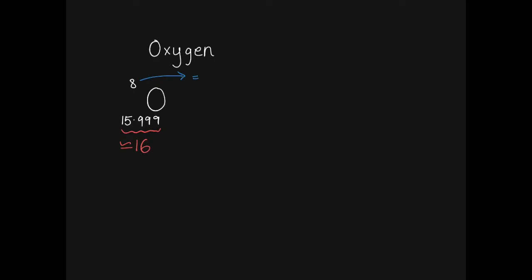So the number 8 is the atomic number, and this is equivalent to the number of protons. This is also equivalent to the number of electrons that an atom will have, provided that it's a neutral atom. That is, that it doesn't have a positive or a negative sign associated with it.